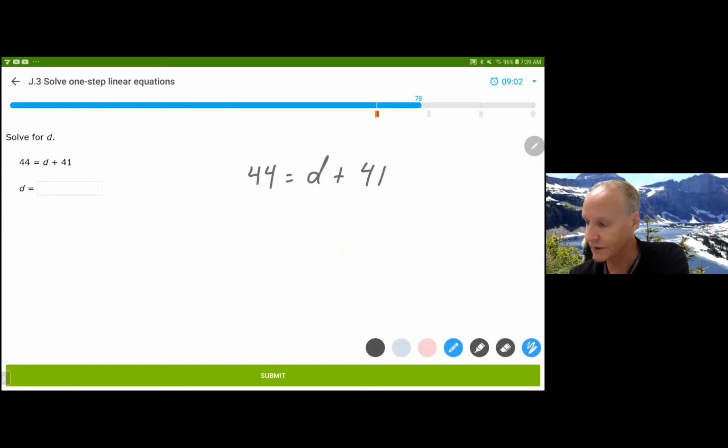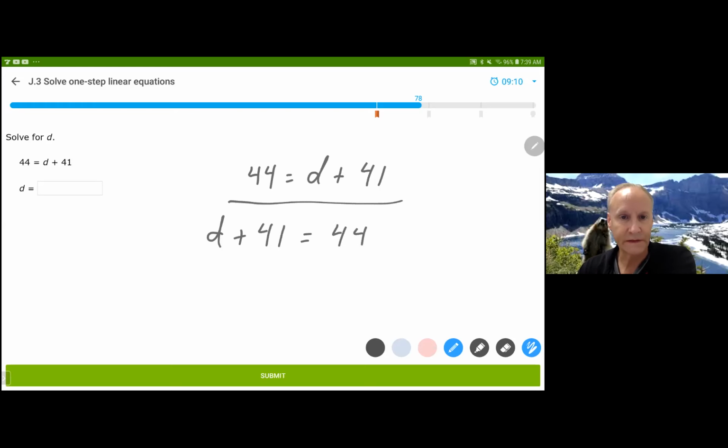This equation happens to be the same as this equation. Because if A is equal to B, then obviously B is equal to A, or the other way around. We're subtracting 41 from both sides and getting 3.